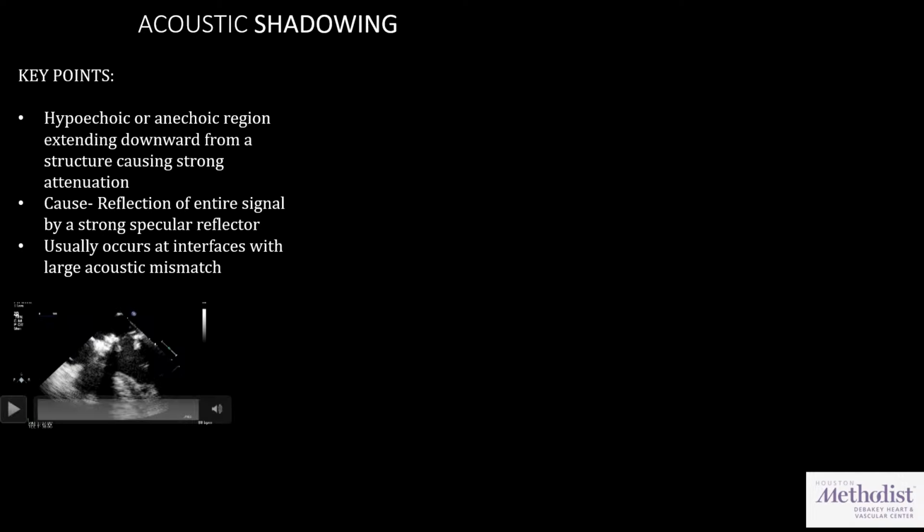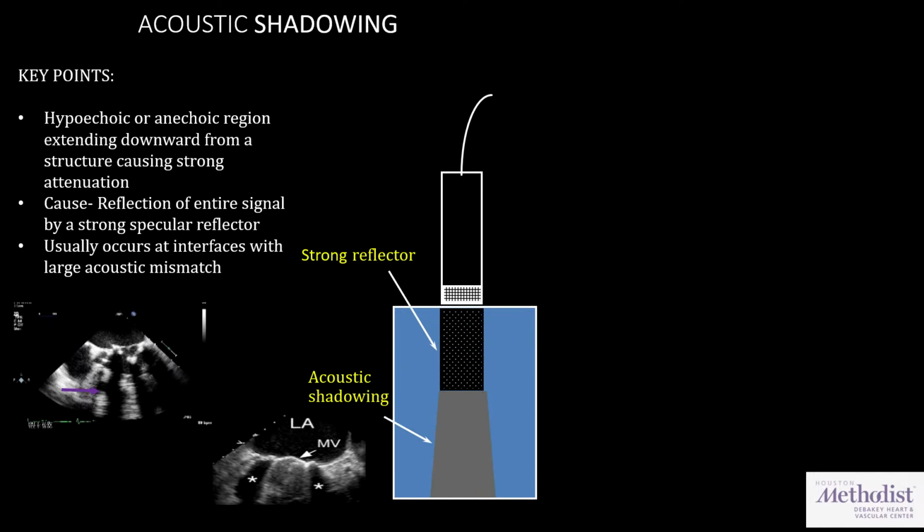How about this one? All of us have seen this, right, guys? So acoustic shadowing. Imagine a reflector, right? And you see this dense kind of shadow behind it. Whenever you see something with strong attenuation, basically the transmitted sound doesn't go beyond that structure. And you see this hypoechoic region. You see this one, right, guys? See how you see a shadow behind that prominent suture line, right?